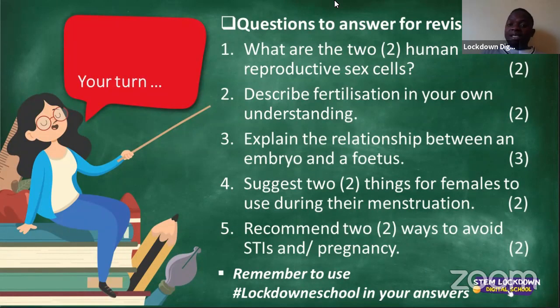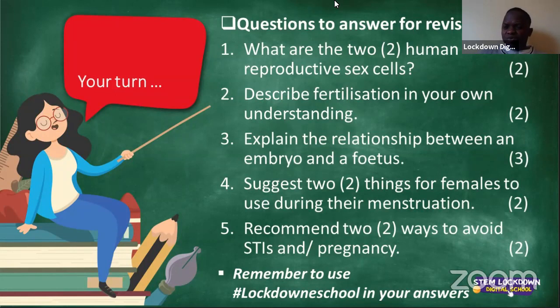The first one is, what are the 2 human reproductive cells? We spoke about this, ladies and gentlemen. Remember, we said there are 2, and I can give you a hint. They come from the male and the female. They come from the mother or the father.